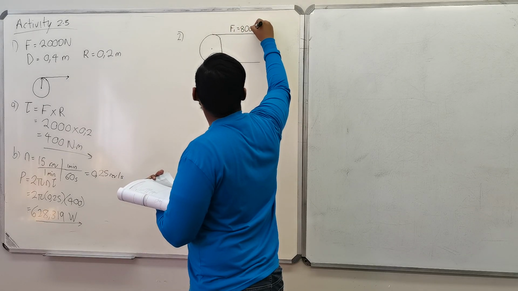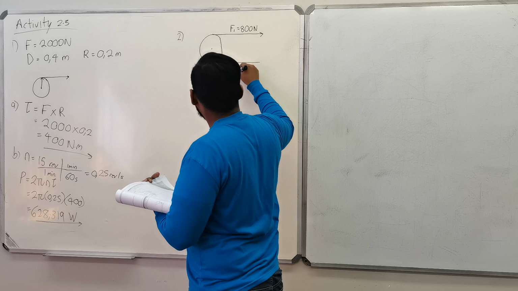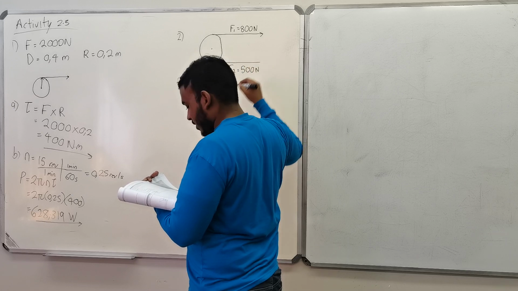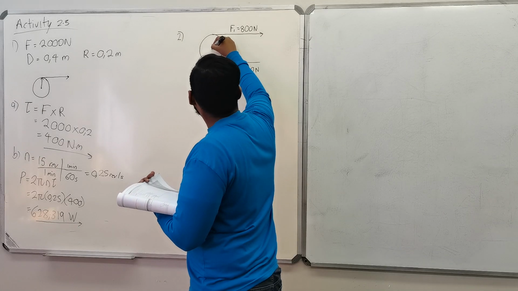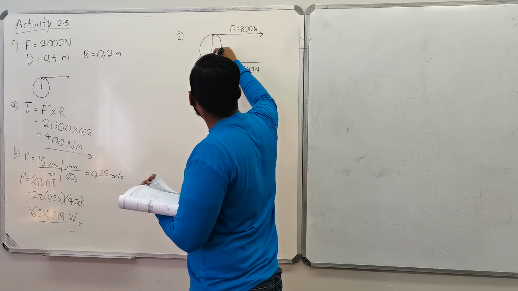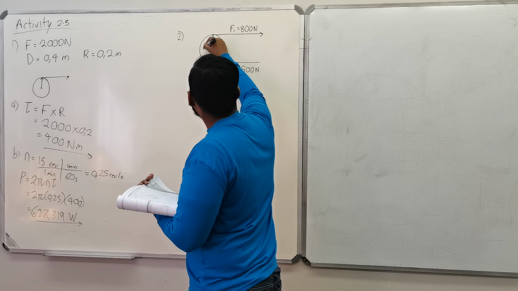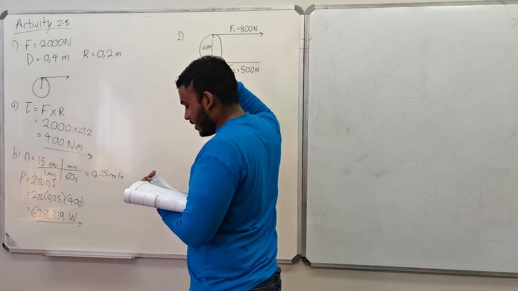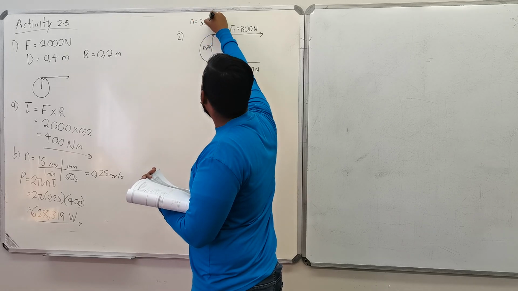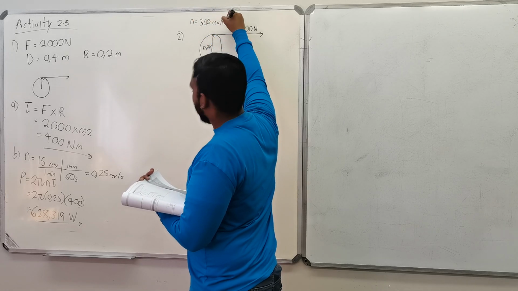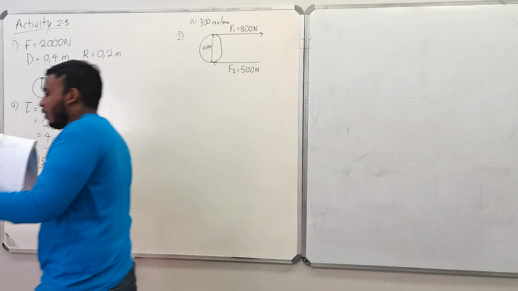So they tell you that the tractive force on both sides of a drive belt is 800 newtons and 500 newtons respectively. The diameter of the drive pulley is 0.68 meters. It rotates at 300 revolutions per minute. Calculate the torque on both sides.